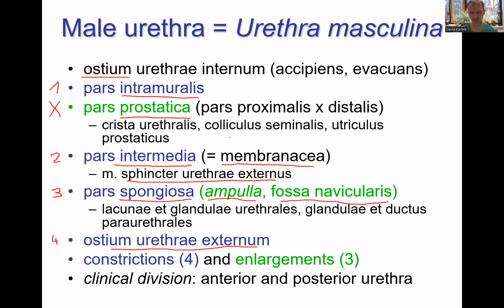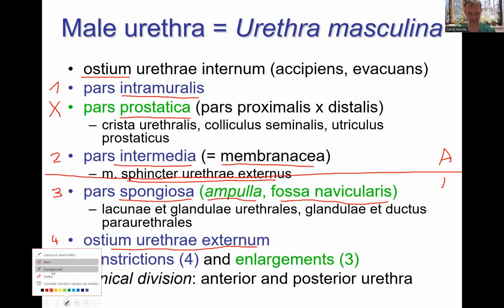Clinically, we have anterior and posterior urethra, and the division is when exiting from the pelvis. So this is then anterior, and this is clinically back. Of course, this has to be posterior because it's based on catheterization. So that's the anterior urethra, and when you enter the pelvis, it's the posterior urethra.